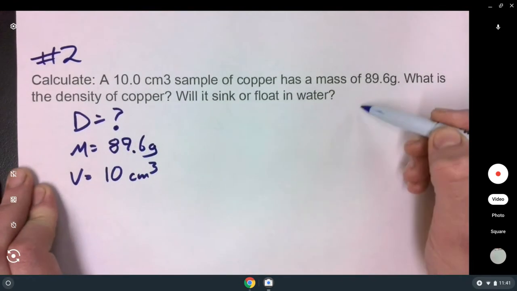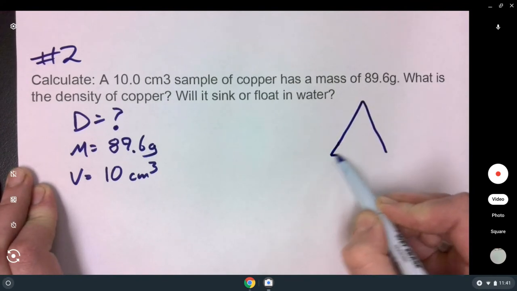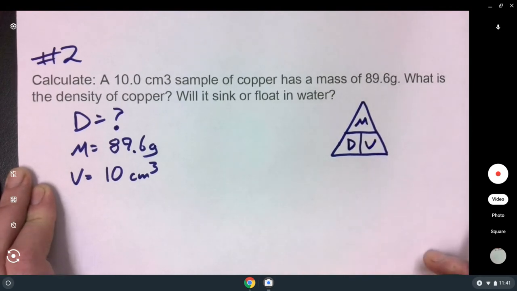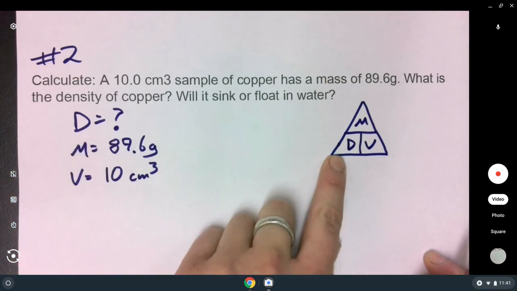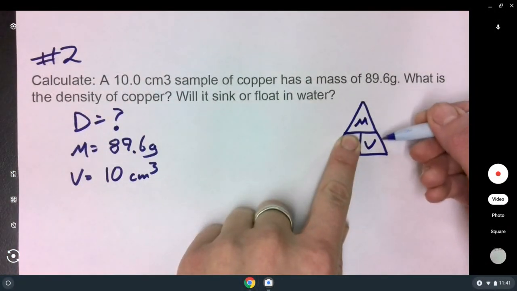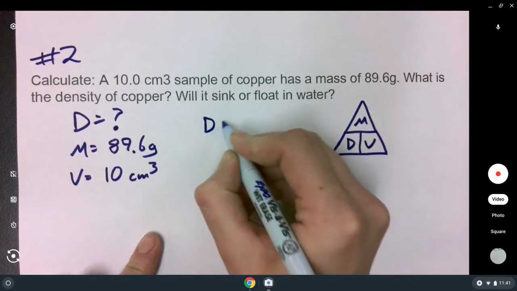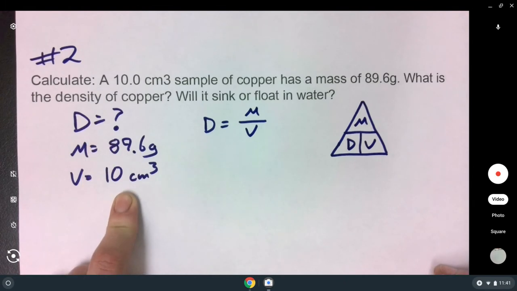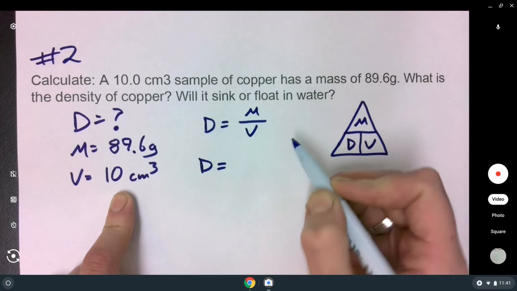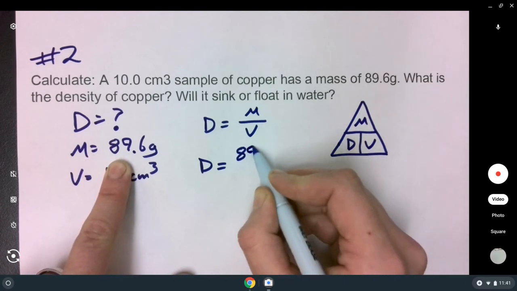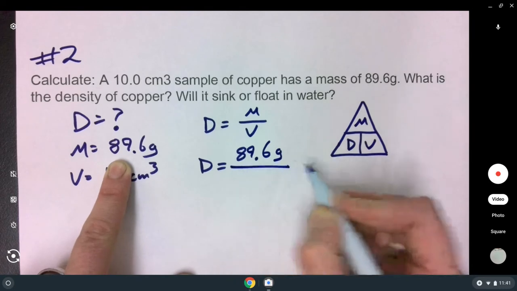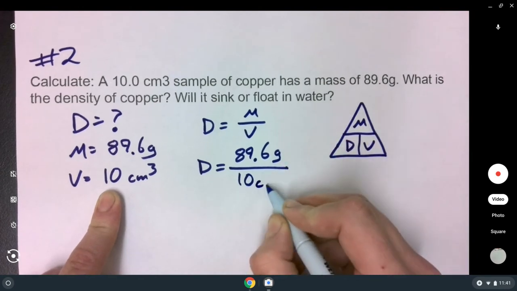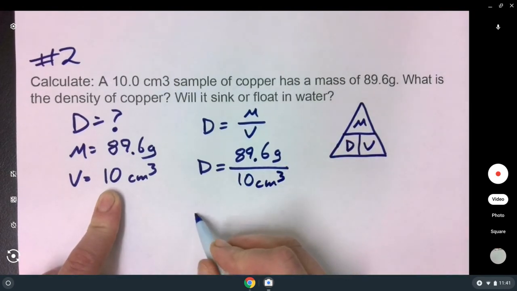Okay. Let's do our density triangle to be sure we're using the right formula. M, D, V. Okay. We need to solve for density, so I'm going to cover up the D, and I'm left with M over V. So D equals M over V. And we just need to plug in our numbers and solve. So density equals mass, 89.6 grams, over our volume, which is 10 centimeters cubed. Okay, and then we just need to do that math.